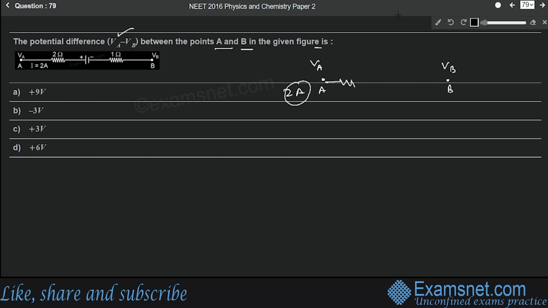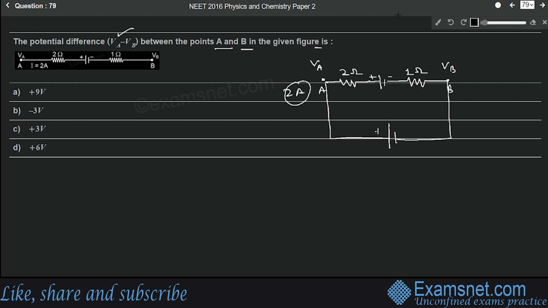Here we have a resistance, 2 ohm resistance. Then we have a battery. This is the positive terminal, this is the negative terminal. Again we have a 1 ohm resistance. Now suppose that these 2 points are connected by a battery. This is the positive terminal, this is the negative terminal.